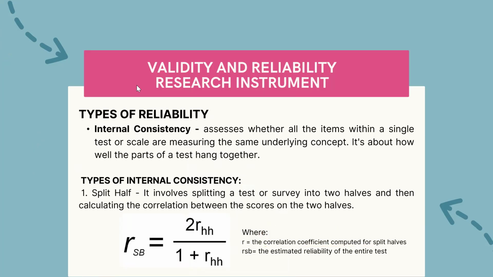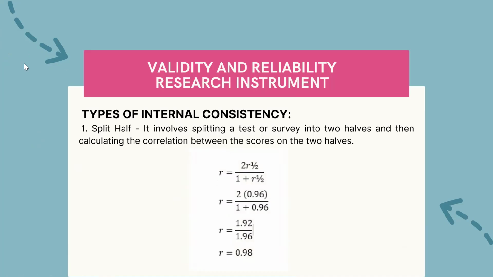So to continue, again, this is our correlation coefficient, 0.96. You just have to substitute it. In this case, as you can see, 2 times 0.96 is 1.92, and 1 plus 0.96 is 1.96. If you divide this, ooh, the reliability of that certain instrument is very high, almost 1, right? So therefore, that instrument is very reliable, having 0.98 as its reliability score.